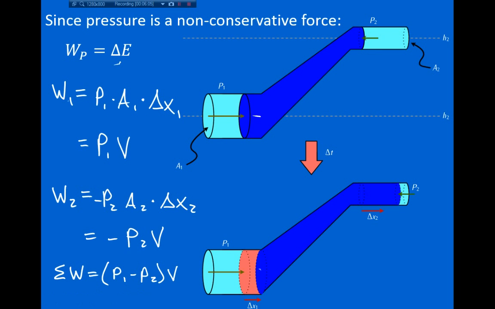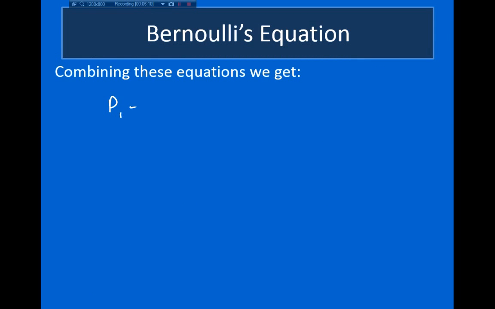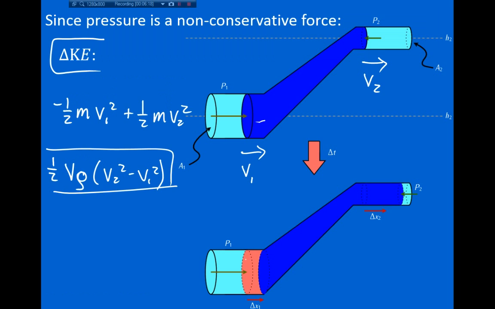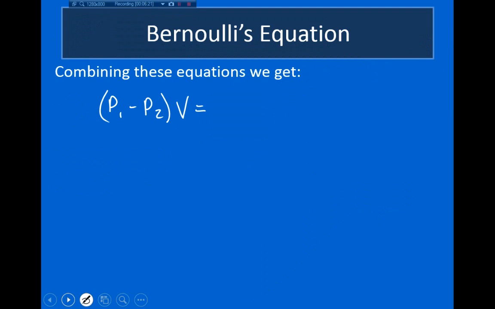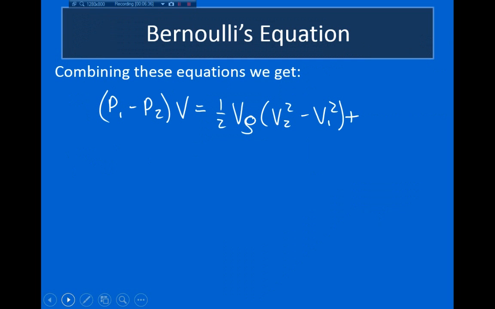Now finally, if we put all of this together, going back, the work that was done is equal to P1 minus P2 times V. So P1 minus P2 times V has to be equal to the change in the kinetic energy, which was 1/2 rho V times V2 squared minus V1 squared, so it's 1/2 times the volume of the water times rho times V2 squared minus V1 squared, plus the change in the gravitational potential energy, which was rho V g times H2 minus H1.